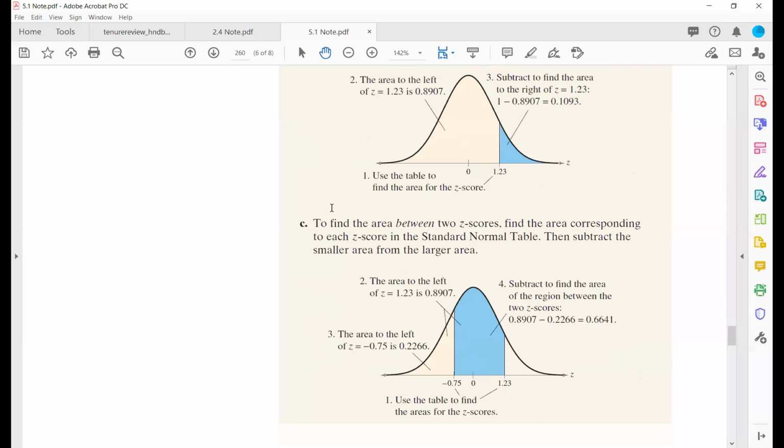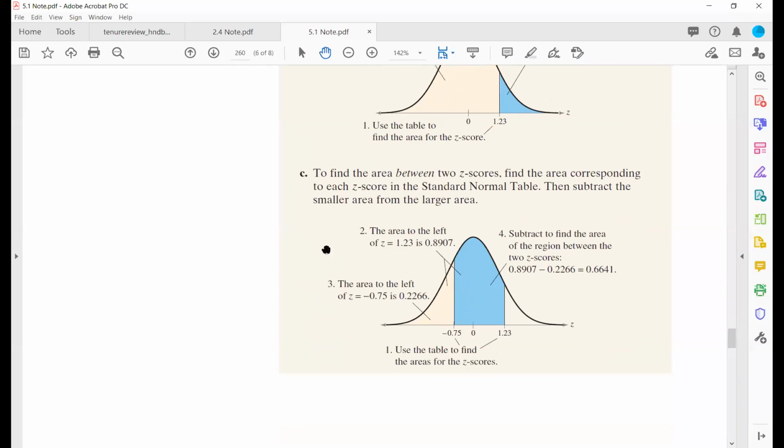Well, let's take a look at another one. If the question says, find the probability in between two numbers, 1.23 and negative 0.75, you have to find the probability on the left-hand side of 1.23, on the left-hand side of negative 0.75, and do the subtraction. The subtraction of the probabilities gives you almost 66%. So the probability that your value is in between these two numbers is going to be 66%.